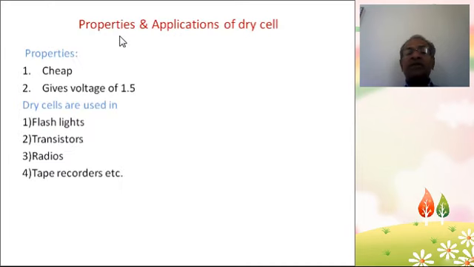Okay, let us see the properties and the applications of the dry cell. As far as the properties are concerned, the dry cell is very cheap and it gives a voltage of 1.5 volts. Generally, as all of us know, dry cells are used in flashlights, transistors, radios, tape recorders, etc.